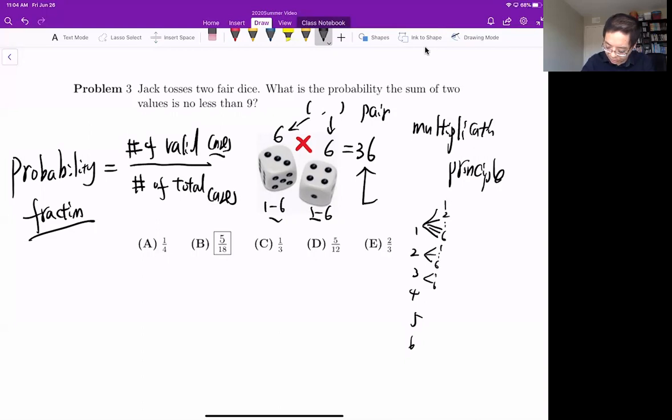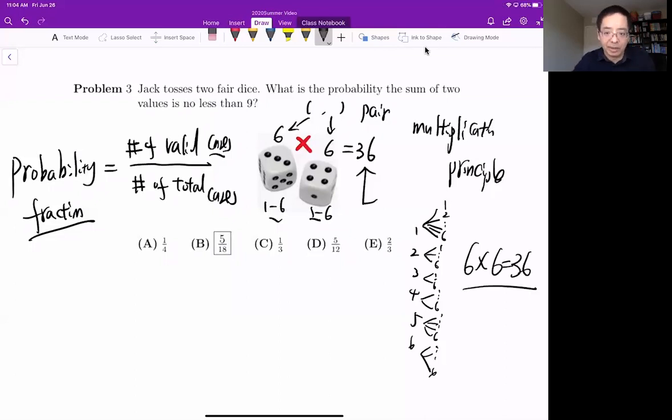And this is also 1 to 6, for every choice of the first one. So this is for the second one. Now, of course, what you see from here, you get 6 times 6. You have 36 different pairs, right?